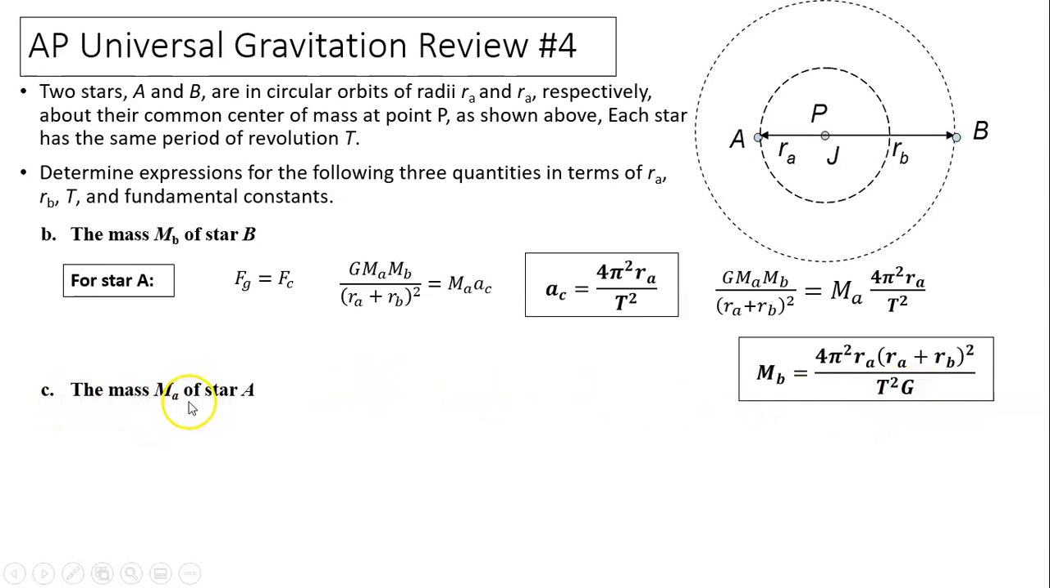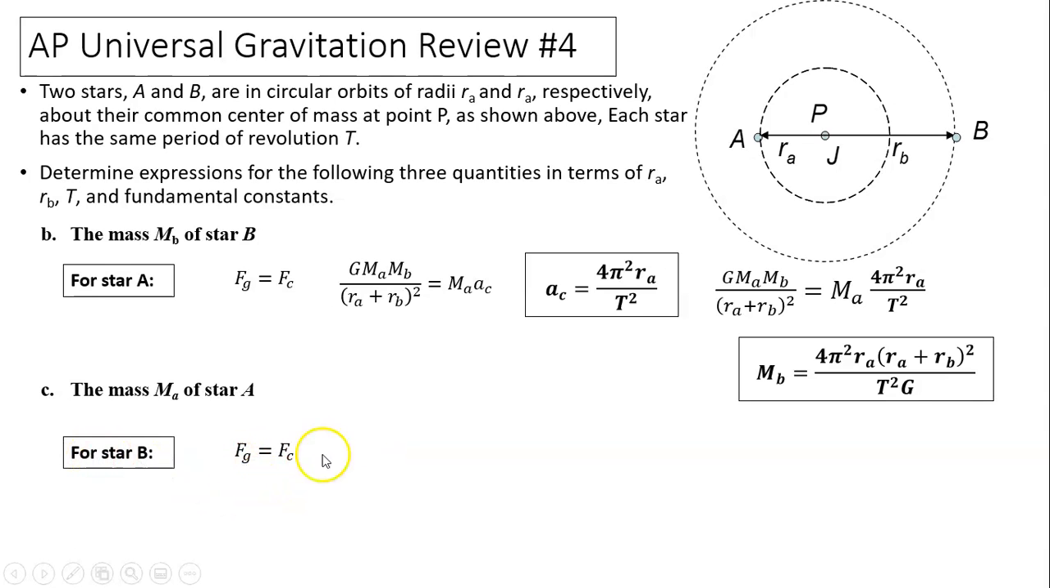Similarly, for the mass MA of star A, we use the same logic. Gravity provides the centripetal force and we set up the equation. Let's see if we can find what MA equals. If you are having trouble, you can take a look at how I did it.